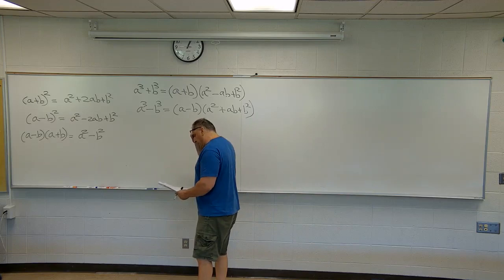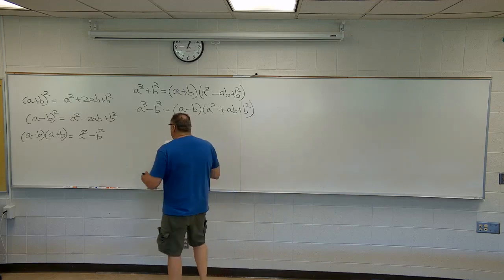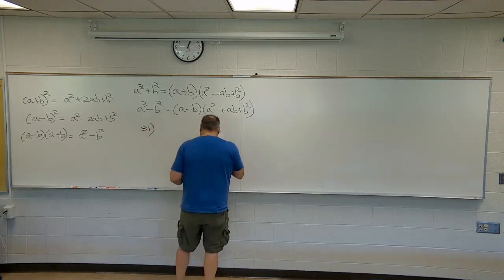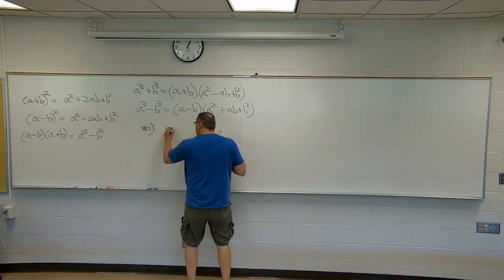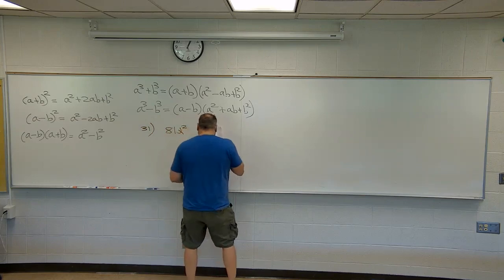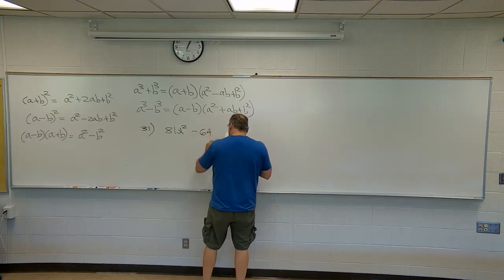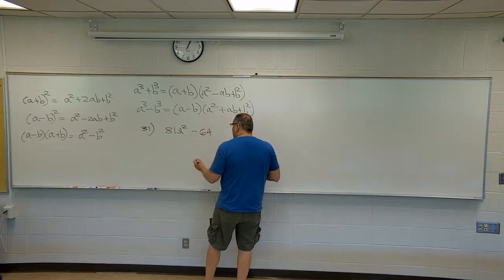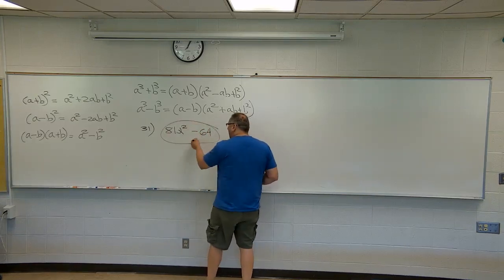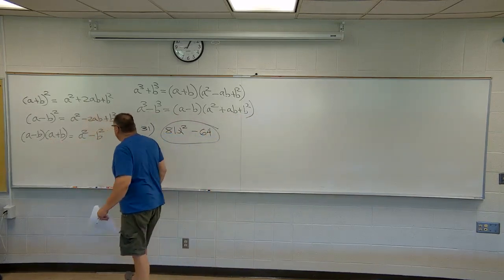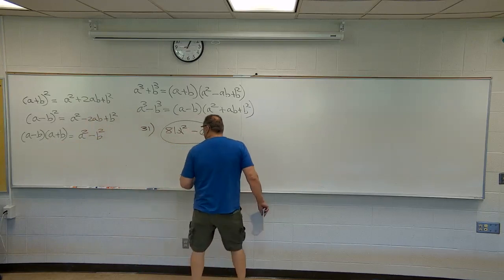For this right here, for example, there's a lot of looks you can give it. Let's say you have a problem like number 31. Problem 31 is 81x squared minus 64. I'd like to break it up. I'm going to factor that out. They want me to factor it. I'm going to use this guy. Why would I use that guy?